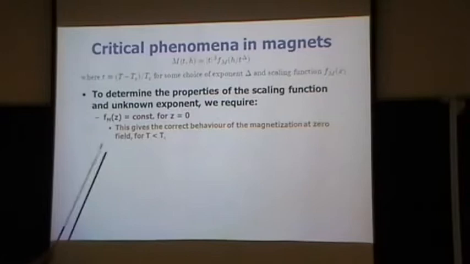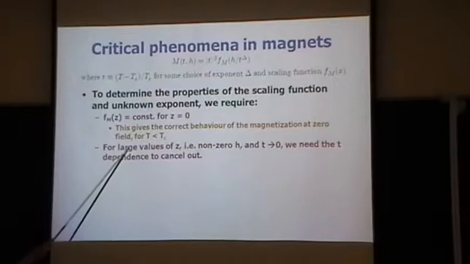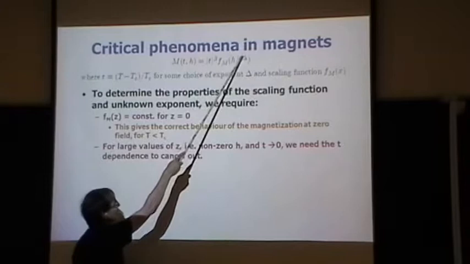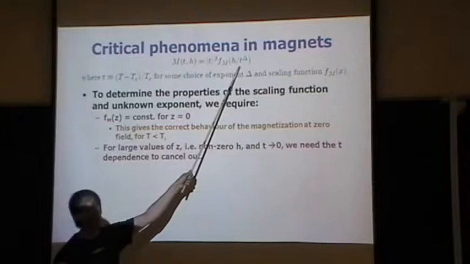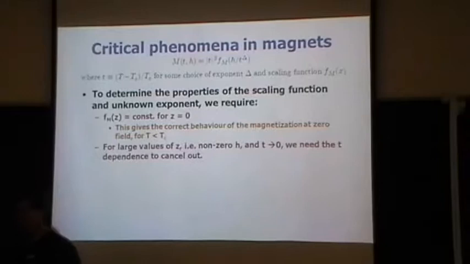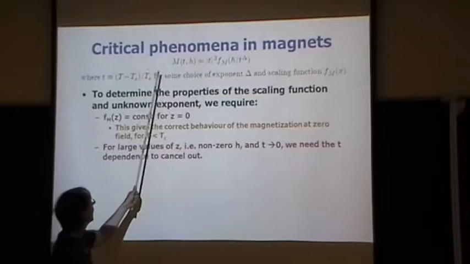Now, what happens for large values of the argument? How will I get large values of the argument? Well, the argument is h over t to the delta. To get large values, I would need to have h being non-zero and t tending towards zero. If h is non-zero and t tends towards zero, that means I go close to the critical point, and this argument inevitably has to get large. If it's going to be large, what do we expect to happen? We expect to get the formula that m is going as magnetic field to the power 1 over delta.